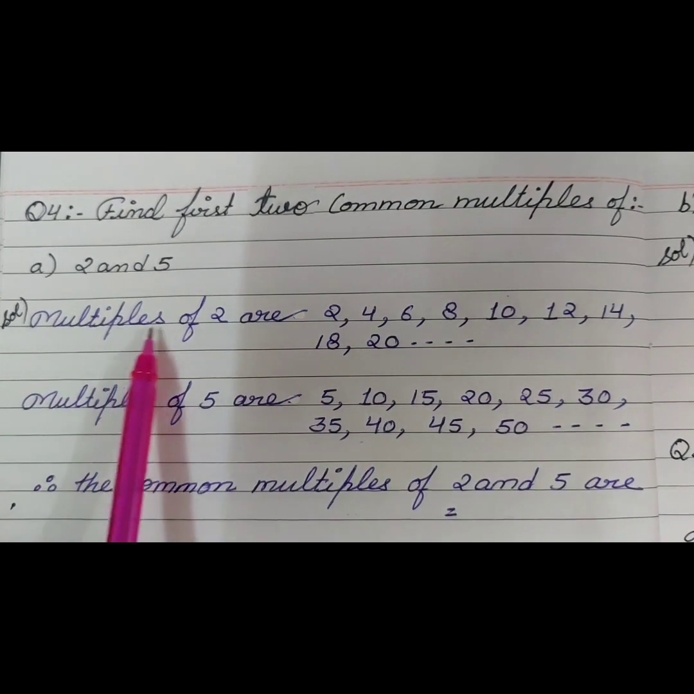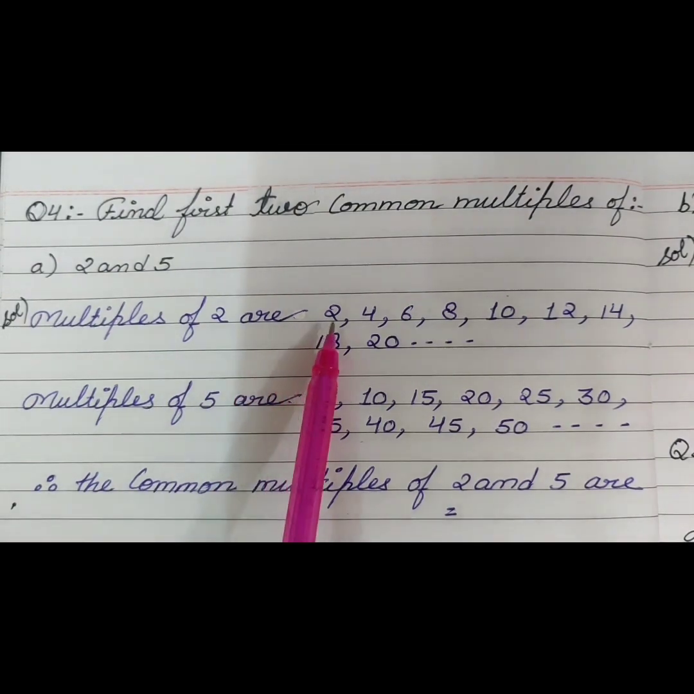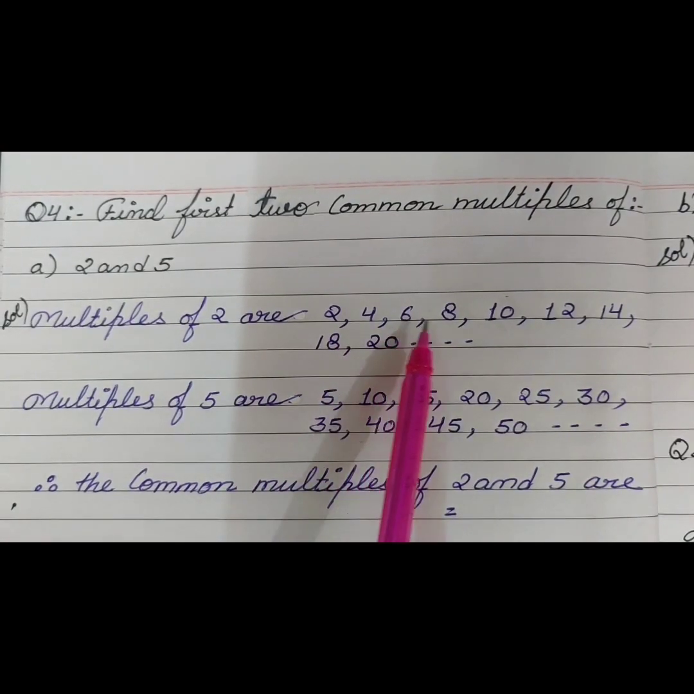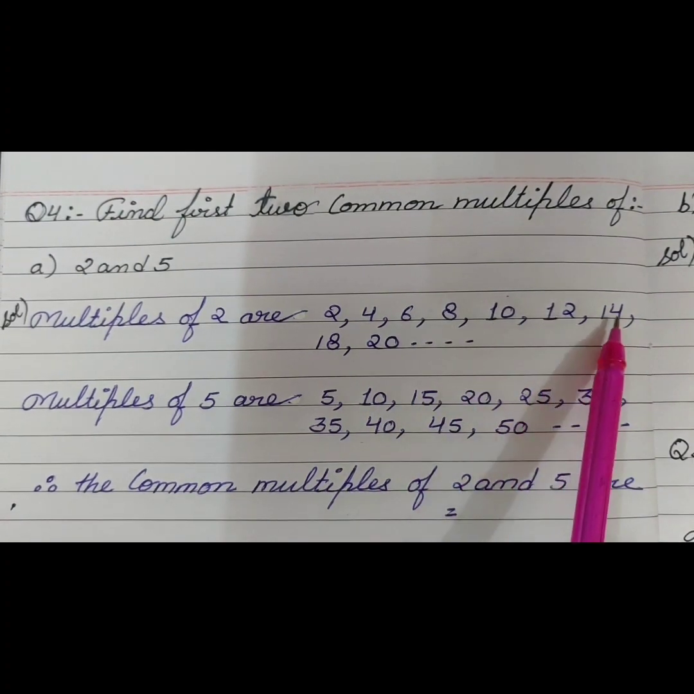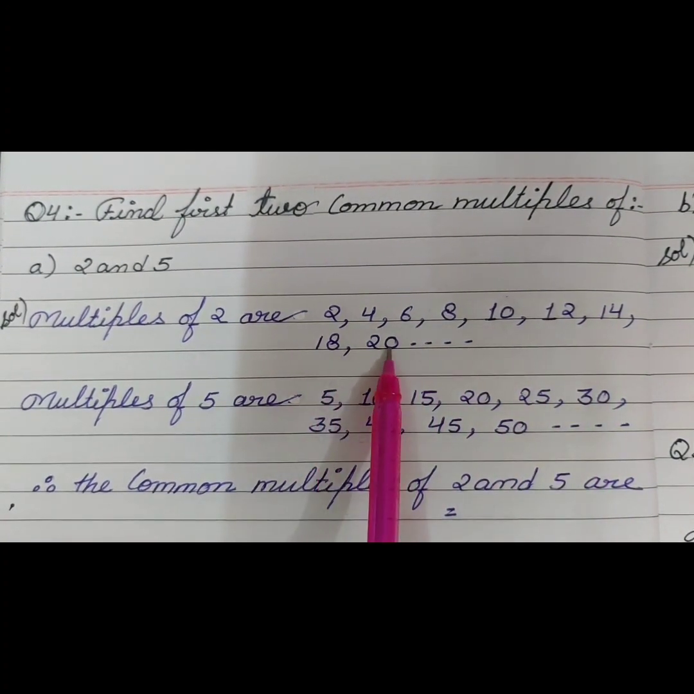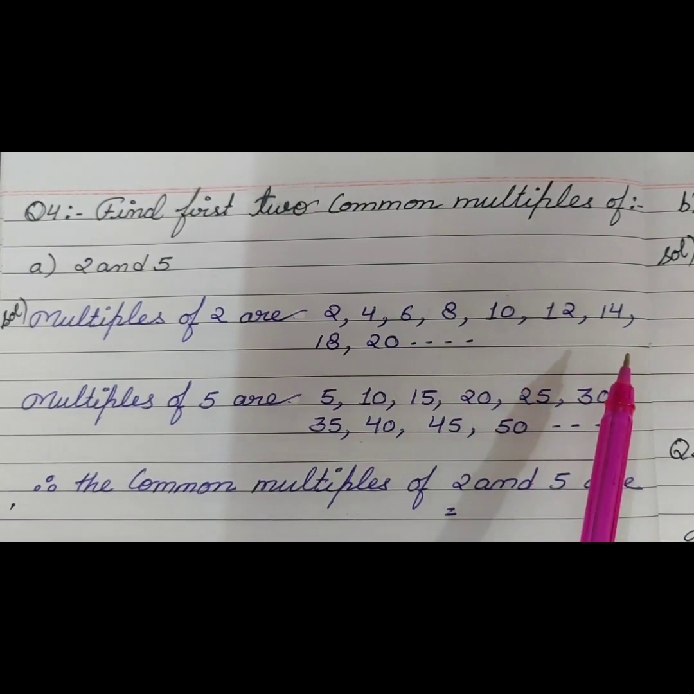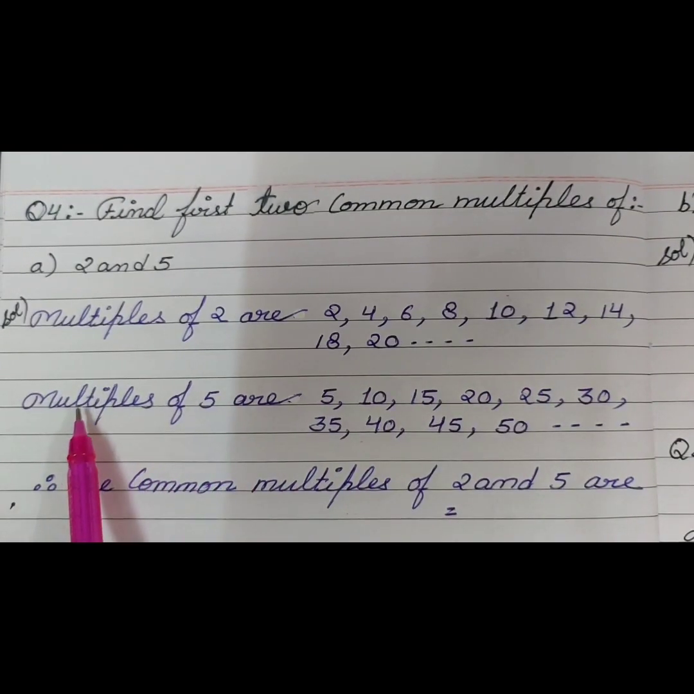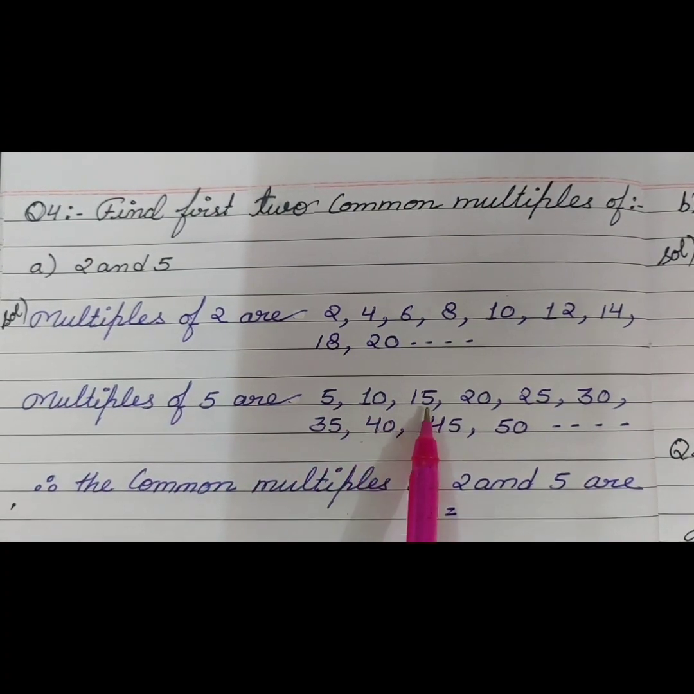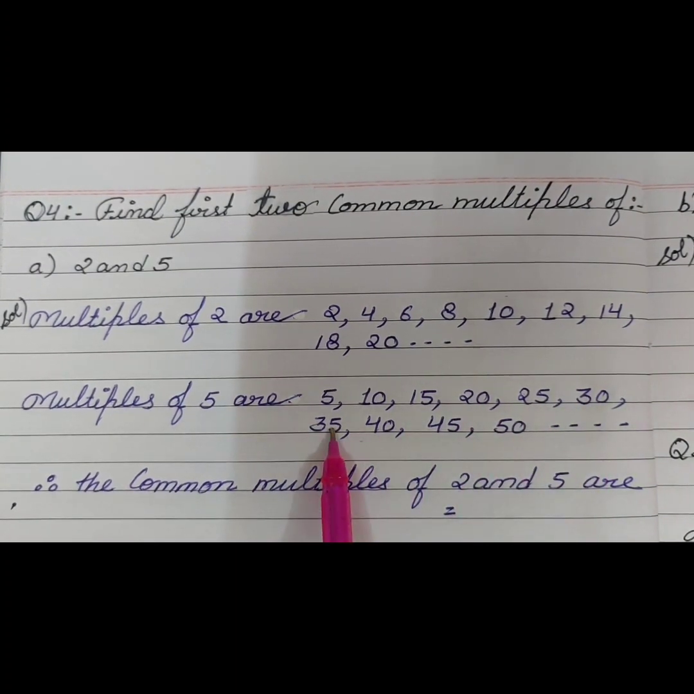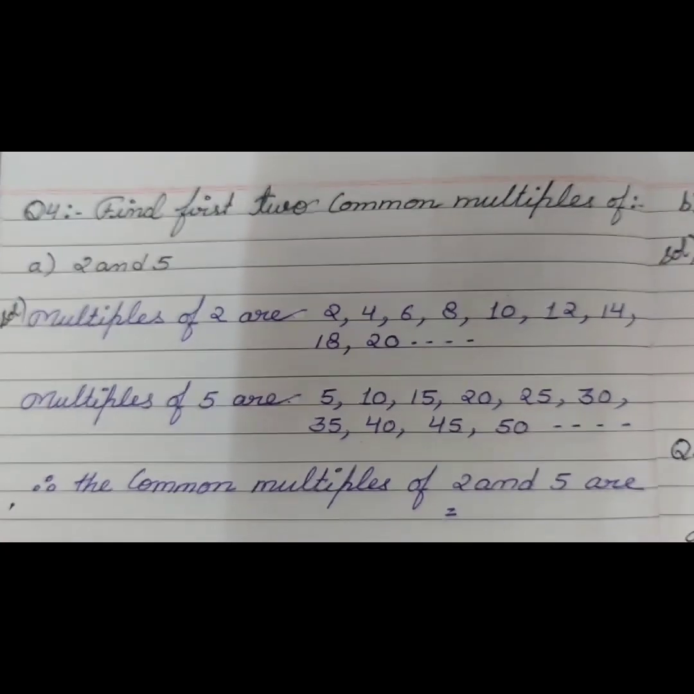So the multiples of 2 are 2 1s are 2, 2 2s are 4, 2 3s are 6, 8, 10, 12, 14, 18, 20 and so on, because multiples are infinite. Now multiples of 5 are 5, 10, 15, 20, 25, 30, 35, 40, 45, 50 and so on.